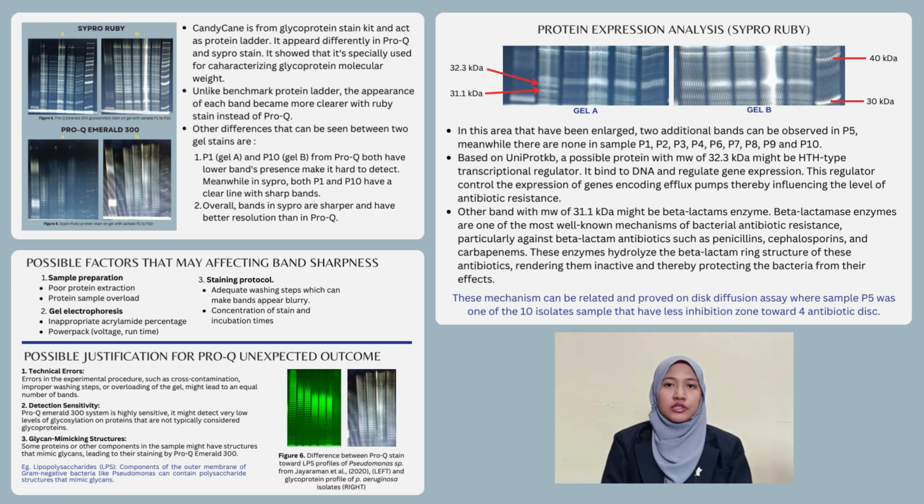CandyCane from the glycoprotein stain kit acts as a protein ladder and appears differently in Pro-Q and SYPRO stain, highlighting its use in characterizing glycoprotein molecular weight. Unlike the benchmark protein ladder, each band appears clearer with SYPRO Ruby stain than with Pro-Q. P1 gel A and P10 gel B from Pro-Q both have lower band presence, making it hard to detect. Meanwhile, in SYPRO, both P1 and P10 have a clear line with sharp bands. Overall, bands in SYPRO are sharper and have better resolution than in Pro-Q.